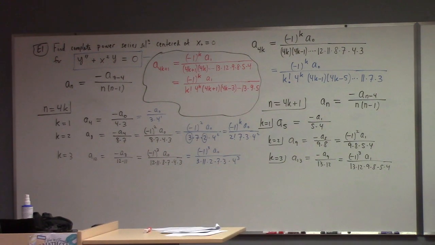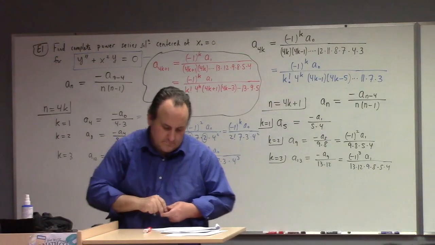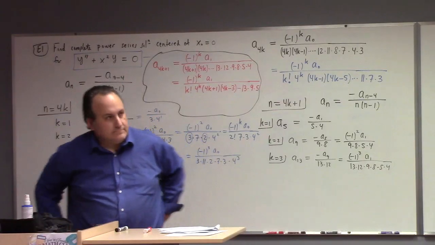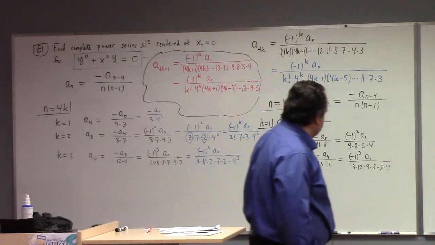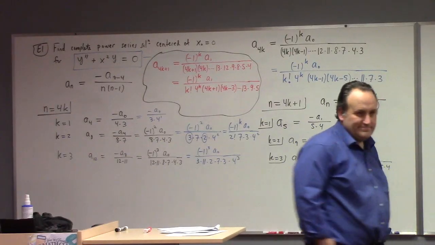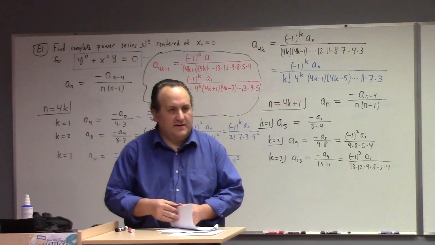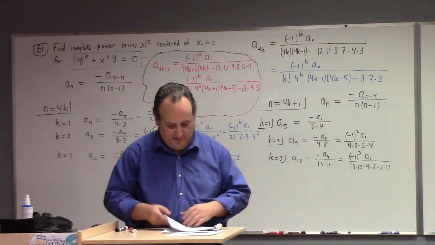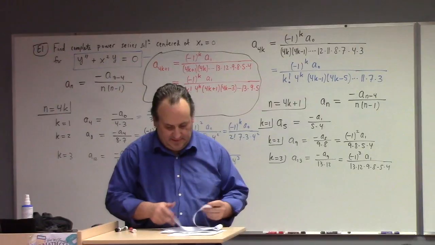There you go. That is the general solution to y double prime plus x squared y equal to 0. Now, I think the method is clear enough. It's just a little bit difficult.